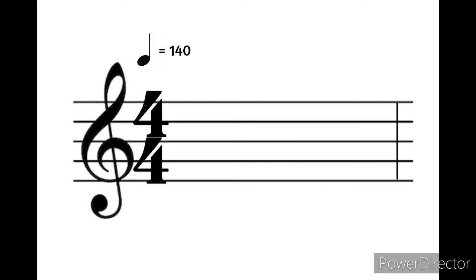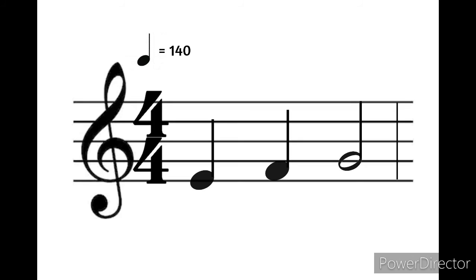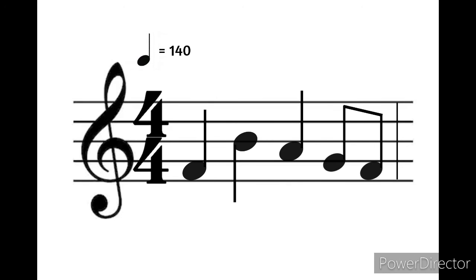Now, if we go back to our measure, with the staff, clef, and time signature all in their places, we can make music. You can put in any combination of notes so long as they equal 4 beats by the end of the measure. You could have 2 quarter notes and a half note, 4 quarter notes, 3 quarter notes and 2 eighth notes. The possibilities are endless.